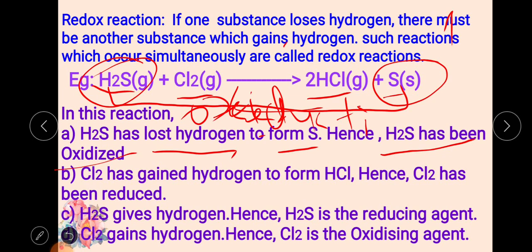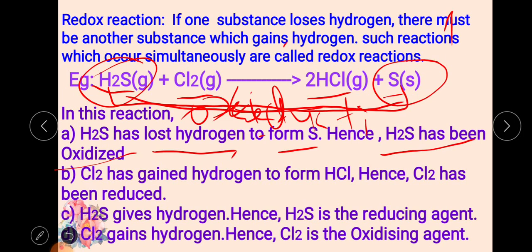So sulfur has left the hydrogen, and by that hydrogen sulfide becomes sulfur. So we can say that hydrogen sulfide has been oxidized.